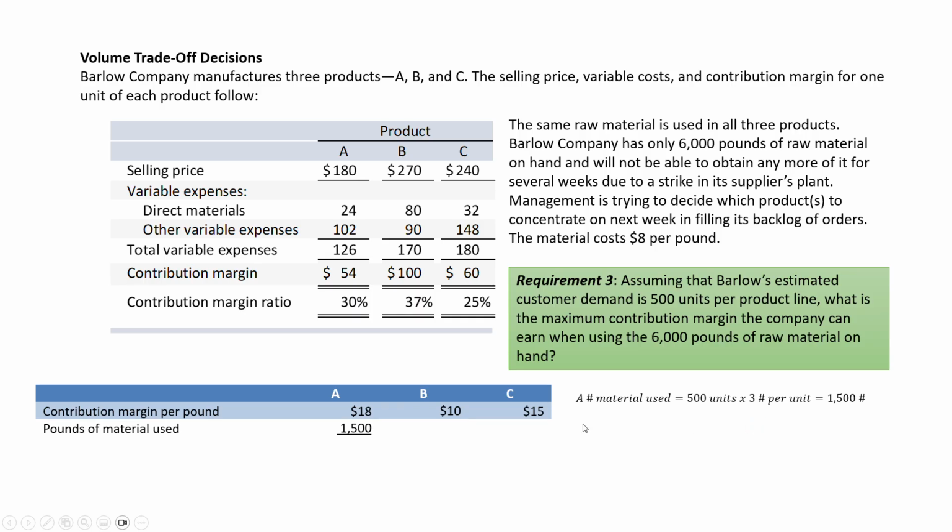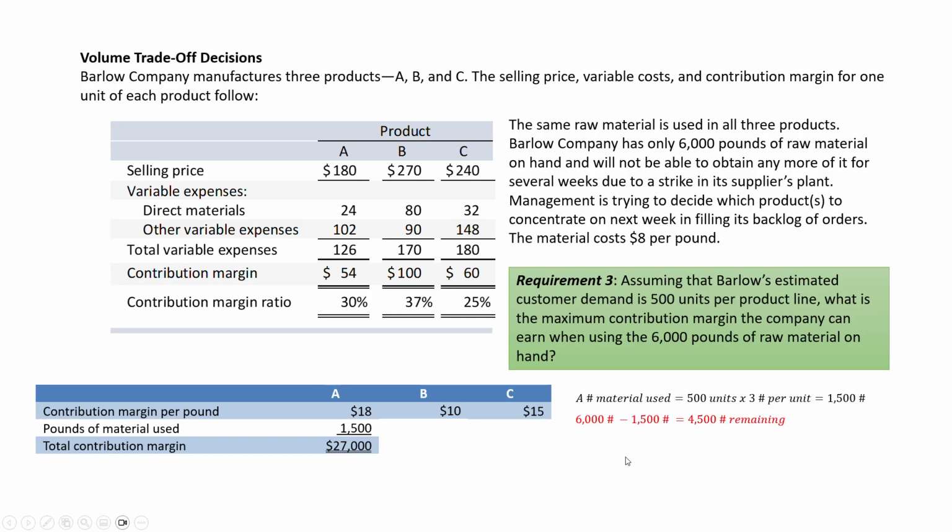So if we're taking 1,500 pounds of material to make 500 units of A, and they earn $18 per unit, the maximum we can earn from A is $27,000. Now, I will note you could have figured this out another way. You could have said 500 units of A times $54 per unit also is $27,000. Just make sure whatever you're doing for contribution margin, you're also doing for units.